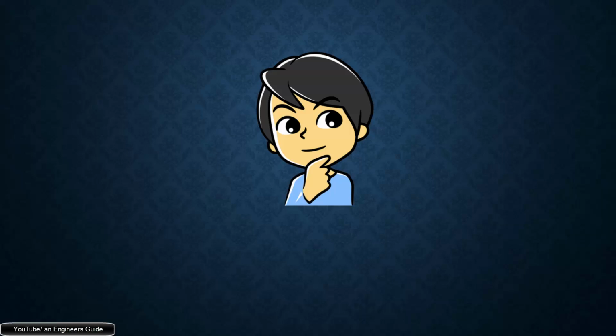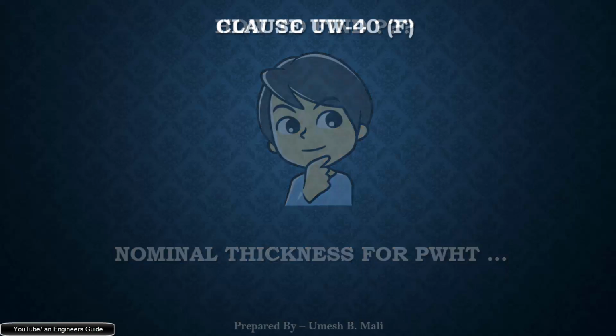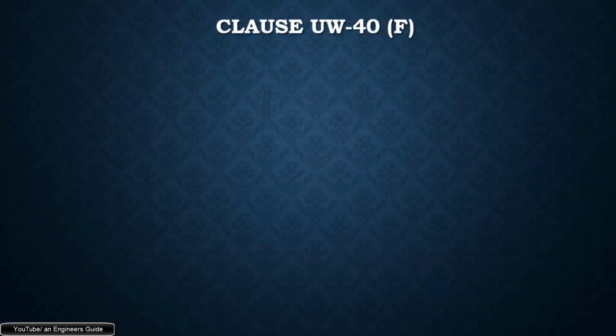Now let's move towards the main part of this topic, nominal thickness for post weld heat treatments. Now let's understand how to find the nominal thickness for PWHT. First of all, you have to read the clause UW-40(f) from ASME Section VIII Division 1. So first of all, let's understand what is nominal thickness.